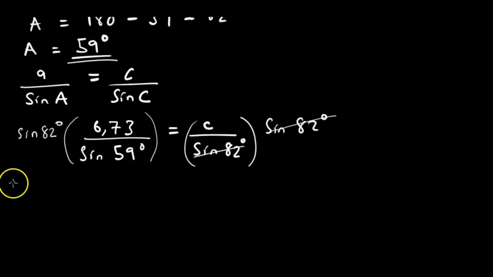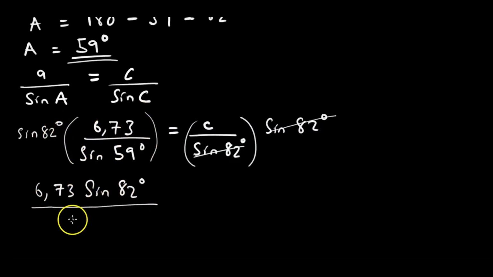But looking at what we have done here, it means 6.73 times sine 82 degrees is not written that way. We write the number first, then the sine. We cannot write sine 82 and put the number in front; that's not how it's done. So if we multiply these numerators, sine 82 degrees times 6.73, we get this, over sine 59 degrees. This is equal to C. Therefore, we can now find the value of C.